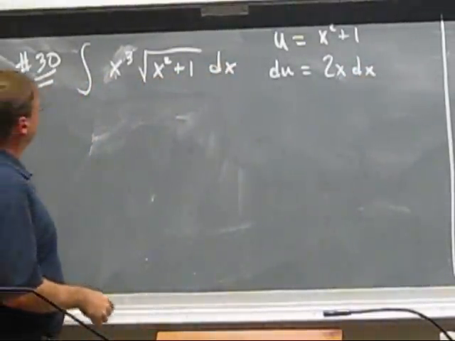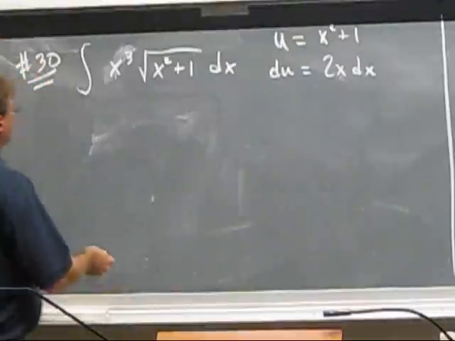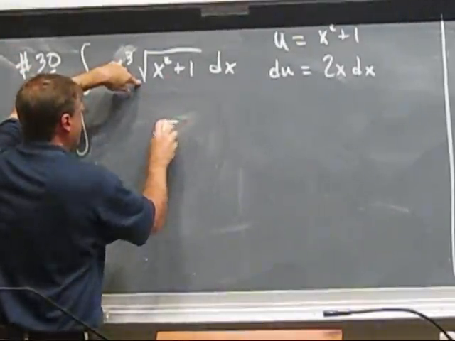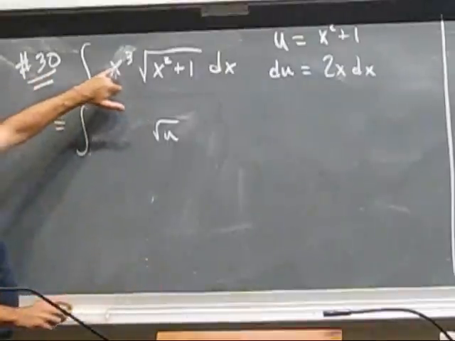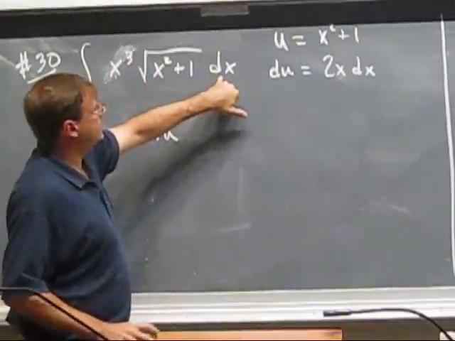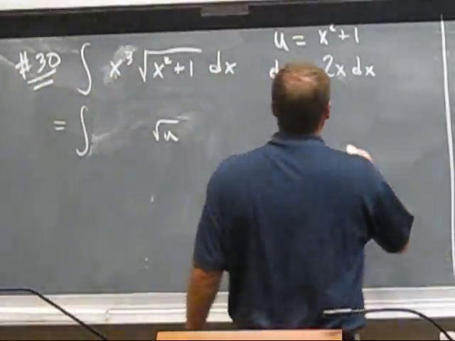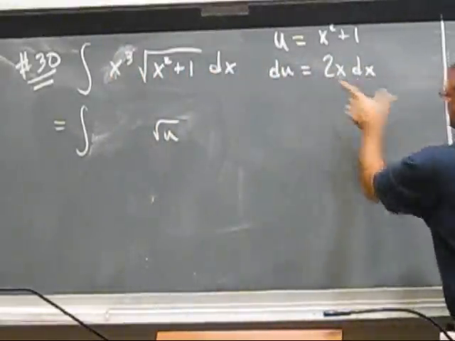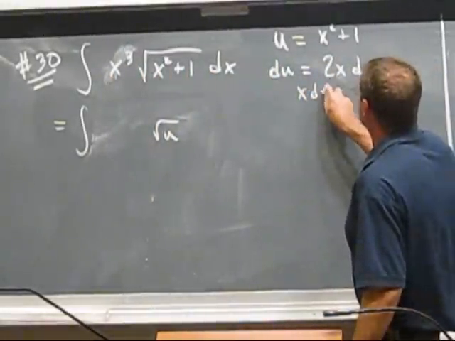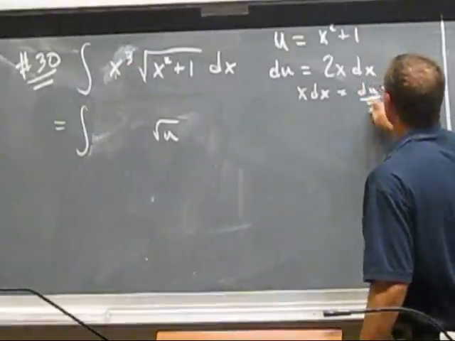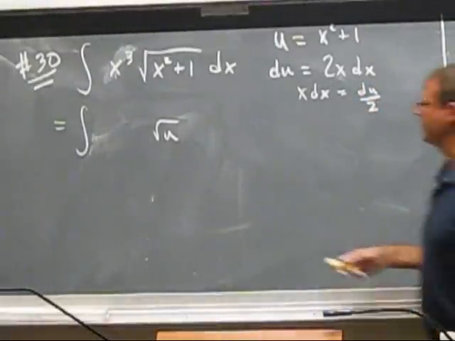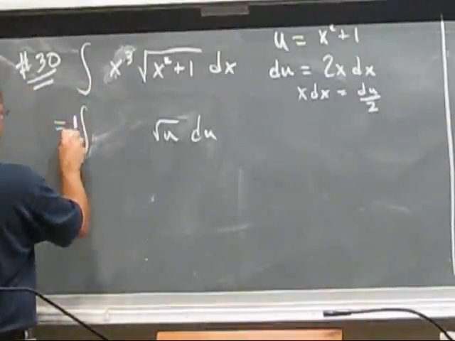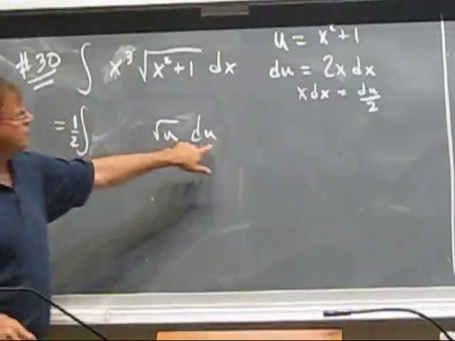Okay, so let's see what we can do with our substitution. This part's easy. This is the square root of u. Now I still have x cubed dx, and I can get one of these x's with the dx from here. I can say that x dx is equal to du over 2, so that takes care of part of it. So there's the du over 2.